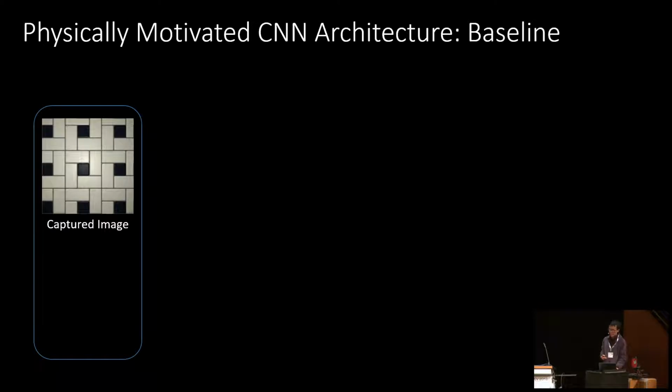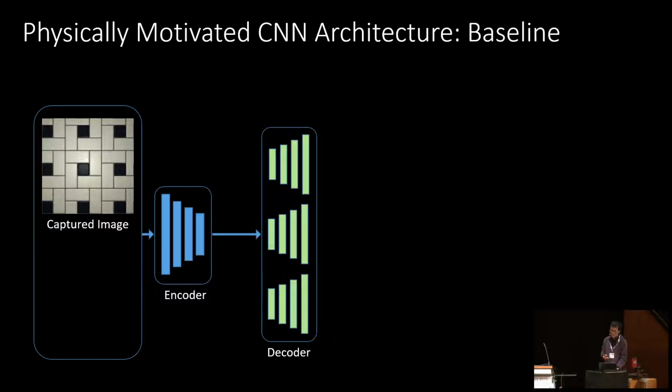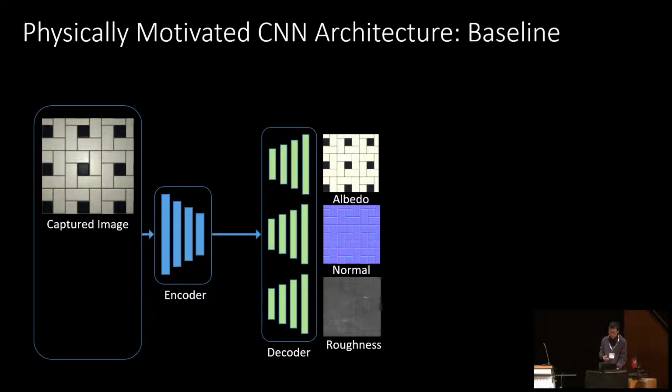Our basic network has an encoder-decoder structure. It consists of a single encoder and 3 decoders, which reconstruct 3 spatially varying BRDF parameters: the diffuse albedo, normal, and roughness. The intuition behind using a single encoder is that different BRDF parameters are correlated. Therefore, the representation learned for one parameter should also be useful to infer the other parameters.